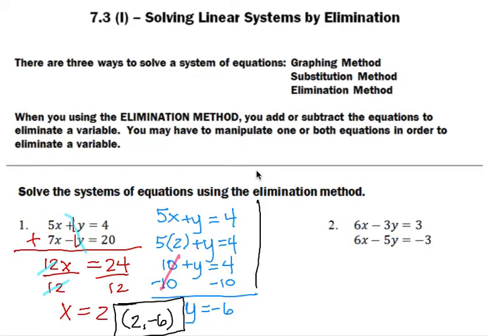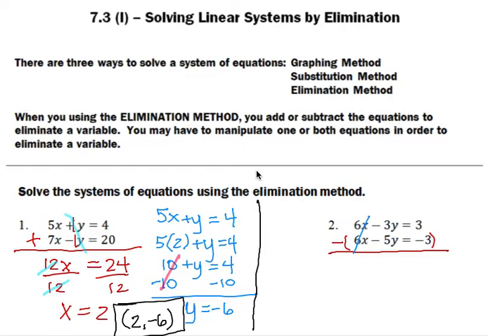So if we move over here to the second example, you might notice that both of your x's have 6's, but both of them are positive, and we want one to be positive and one to be negative. So what we can do here is, instead of adding, in this case, we can subtract. We just have to make sure that we subtract the whole entire bottom equation. So that subtraction sign has to get carried all the way through. So 6x minus 6x would give me 0, so those are gone.